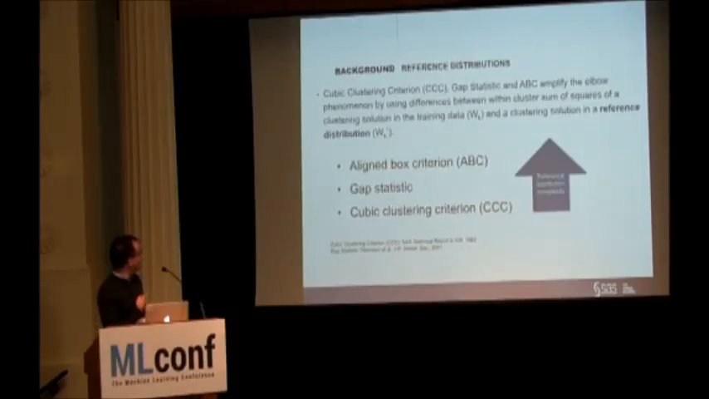So the method that I'm talking about today, ABC, kind of follows in the footsteps of CCC, the cubic clustering criterion, and the gap statistic, in the sense that these are all methods that rely on some form of hypothesis testing, and that rely on a reference distribution where the null hypothesis corresponds to, okay, as compared to k minus 1, could this clustering have been generated by data at random?